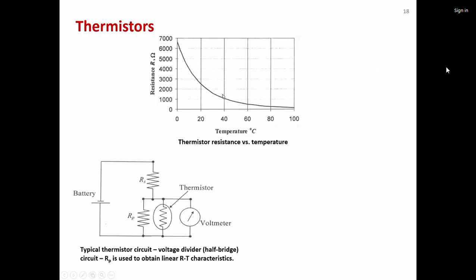Now we know that the characteristic of thermistors is nonlinear. As we said, the resistance exponentially decays with increase in temperature. As you can see here, this is for a real thermistor. Somebody has actually done the measurement and plotted here. So the question is, we really do not want a nonlinear system. When you want to develop an instrument, you prefer to develop a linear system.